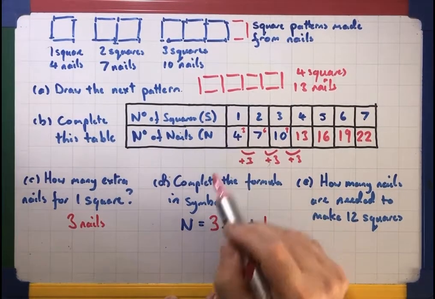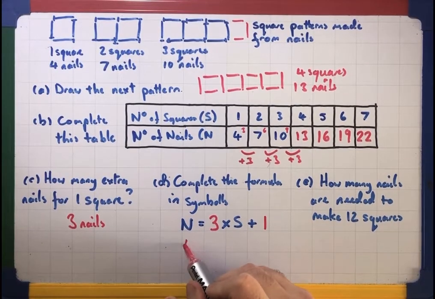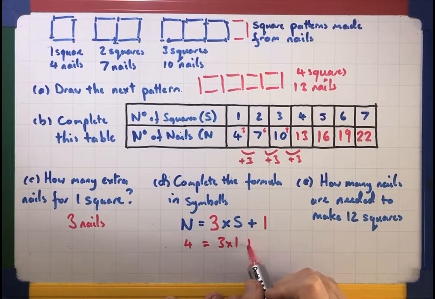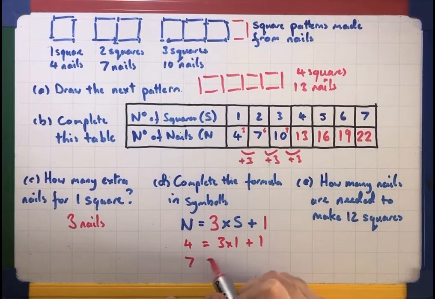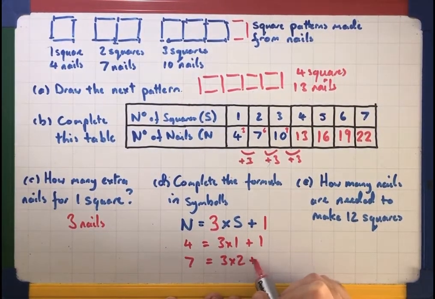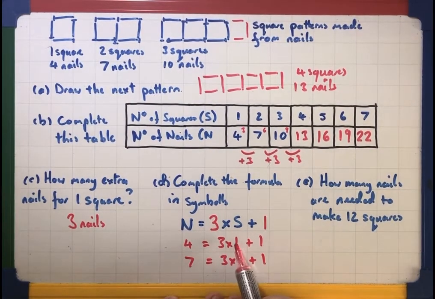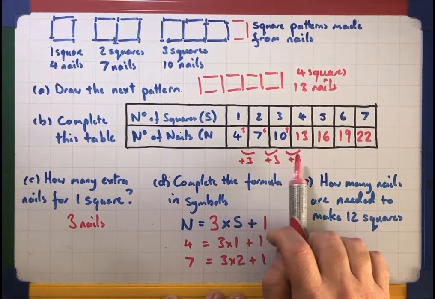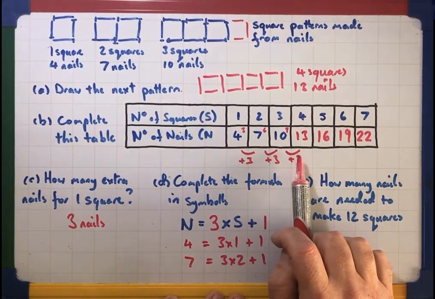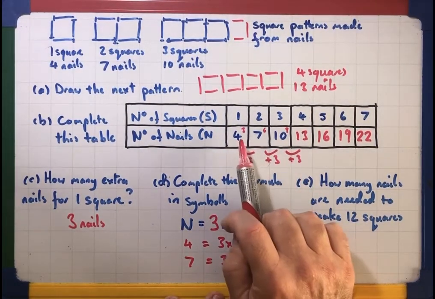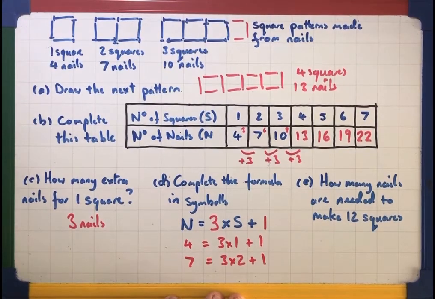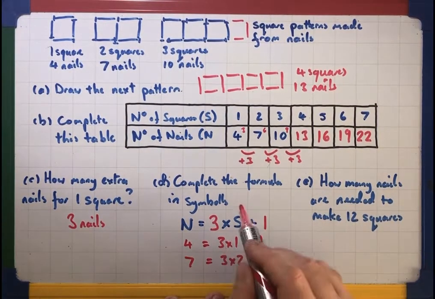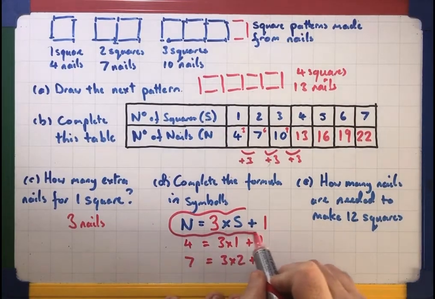Because look at it, the first one, we wanted 4, which is 3 times 1 plus 1. 7 is 3 times 2 plus 1, isn't it? So we're doing 3 times the number of squares and we're adding 1 to it. That's the difference from what we've been doing up till now. Yes, it's still multiplied by 3, which is what it's going up by each time, but we also have to add something on here. And then once we've done that, that's our formula there that we were asked to do.